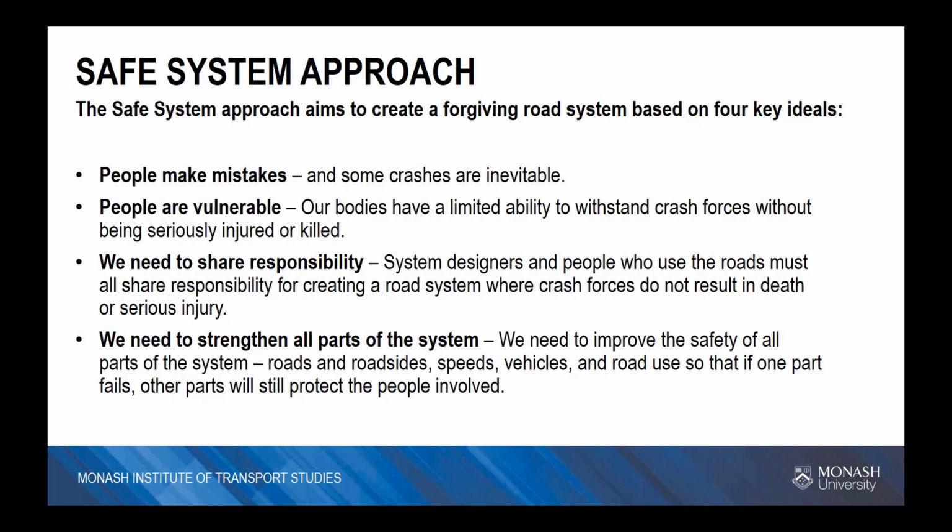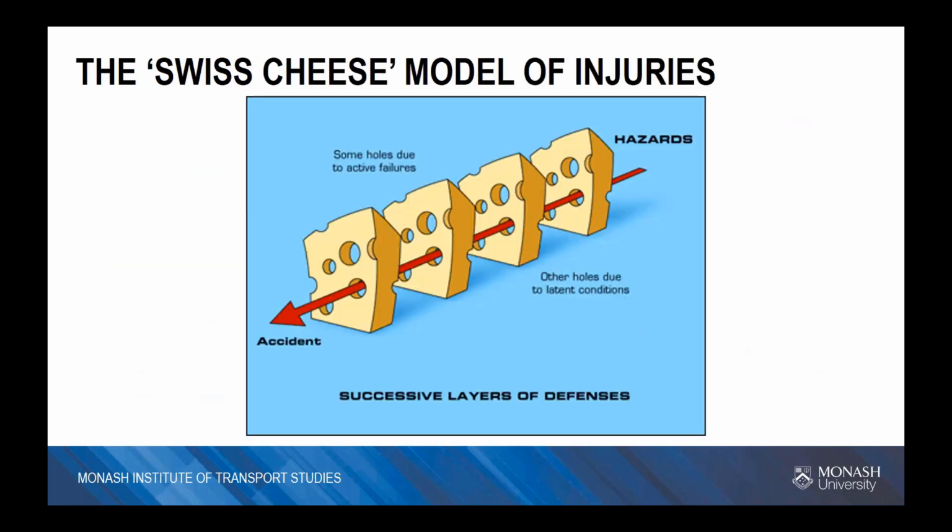Finally, we need to acknowledge that we need to strengthen all parts of the system, so the roads and roadsides, make sure people are compliant with speeds, they're using safe vehicles, and road user behaviour is safe. And even if one part of this system fails, we hope that the other parts will still protect the people involved. A simplified way of thinking about road crashes is through the Swiss cheese model of collision and injury causation.